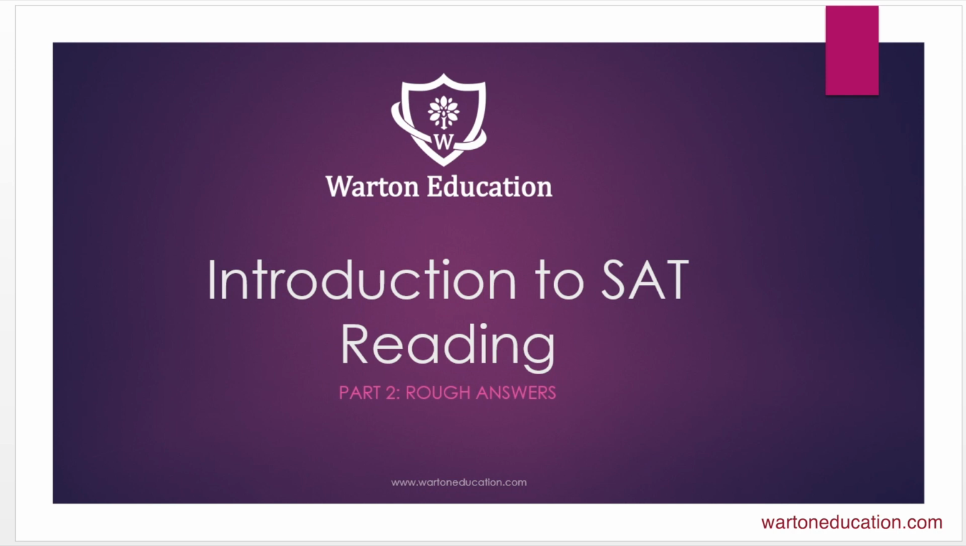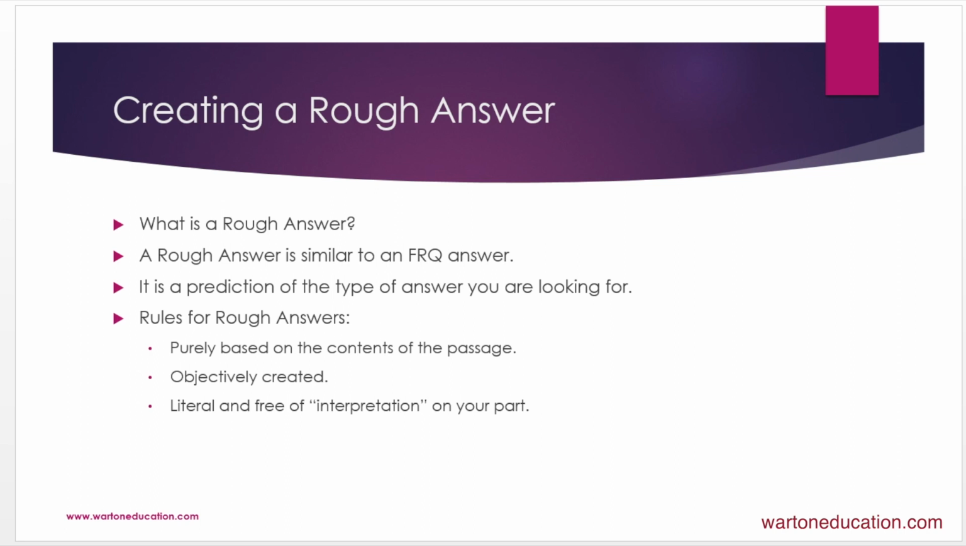So this then is the next step in the solving process. It's making what I call a rough answer. What is a rough answer? It's nothing fancy. Just imagine that there are no answer choices under the questions. If that was the case, what would you write in a short sentence or two in that blank space? That's a rough answer. So what you are in effect doing is predicting what kind of answer you hope to see in the answer choices before you actually look at the answer choices.